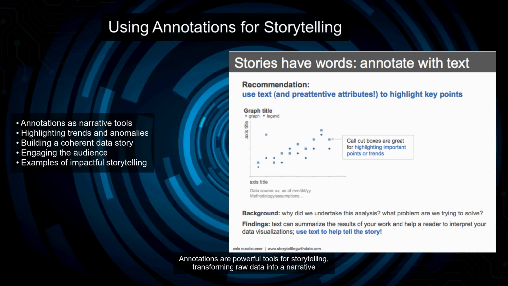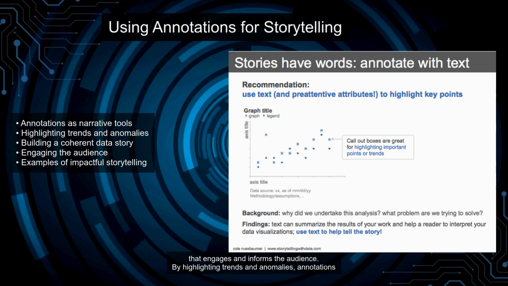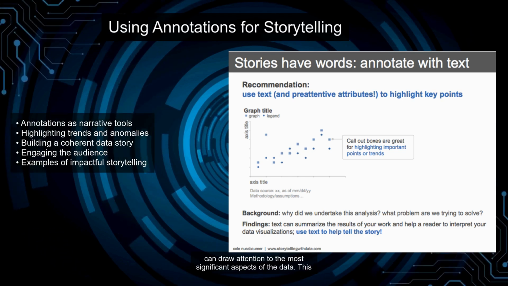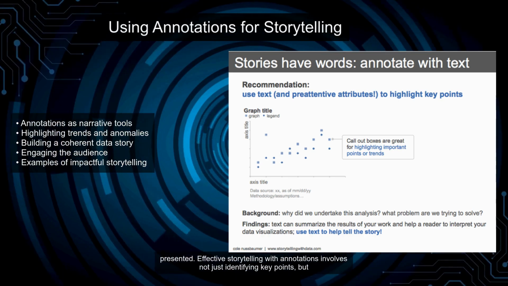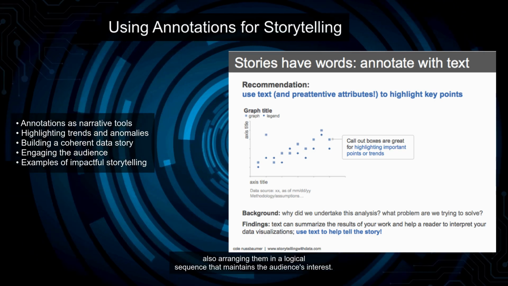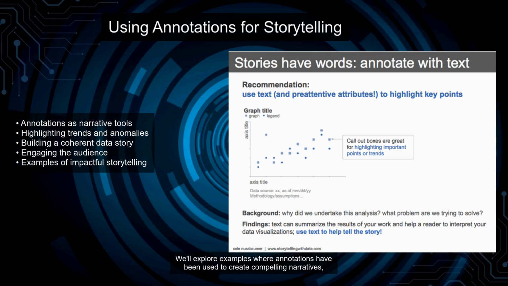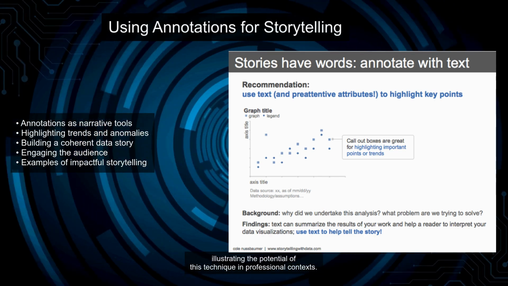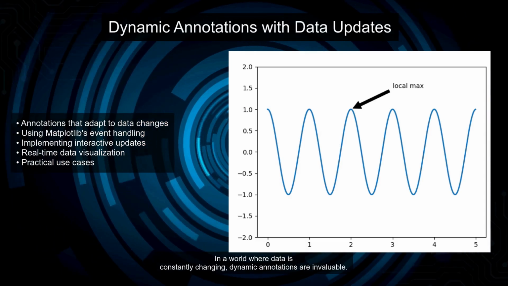Annotations are powerful tools for storytelling, transforming raw data into a narrative that engages and informs the audience. By highlighting trends and anomalies, annotations can draw attention to the most significant aspects of the data. This helps build a coherent story that guides the viewer through the insights presented. Effective storytelling with annotations involves not just identifying key points, but also arranging them in a logical sequence that maintains the audience's interest. We'll explore examples where annotations have been used to create compelling narratives, illustrating the potential of this technique in professional contexts.